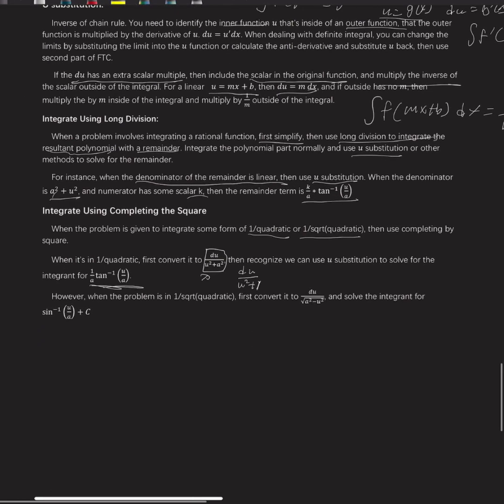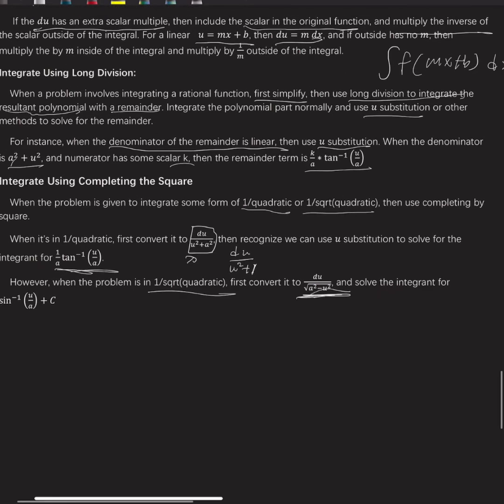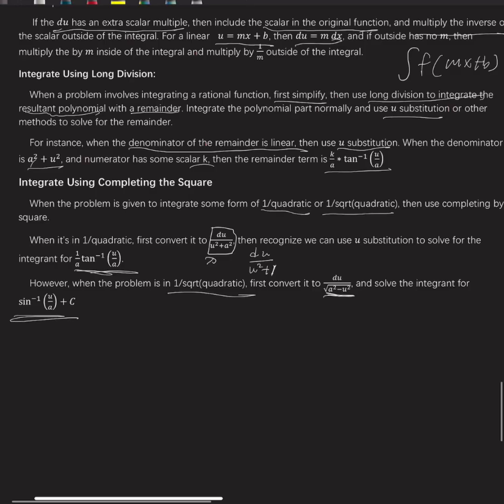And when the problem is 1 over the square root of a quadratic, then what you're going to do is convert it into this form first and solve for the integral, which looks like this.